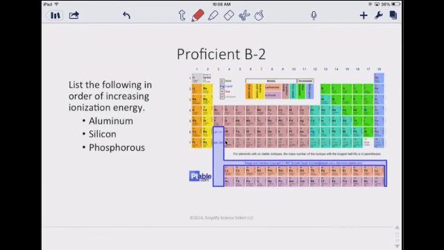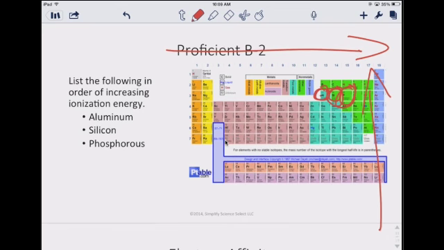So let's look at the next one. It says list the following in order of increasing ionization energy. So we have our aluminum, which is right there. We have our silicon, which is right there. And we have our phosphorus, which is right there. Now remember, it increases this way and up. So we go from aluminum being the smallest ionization energy to silicon being the next one, and then phosphorus would be our last, and that would have the highest ionization energy.